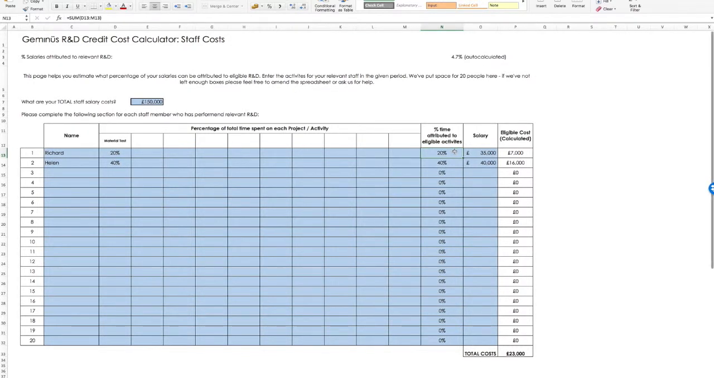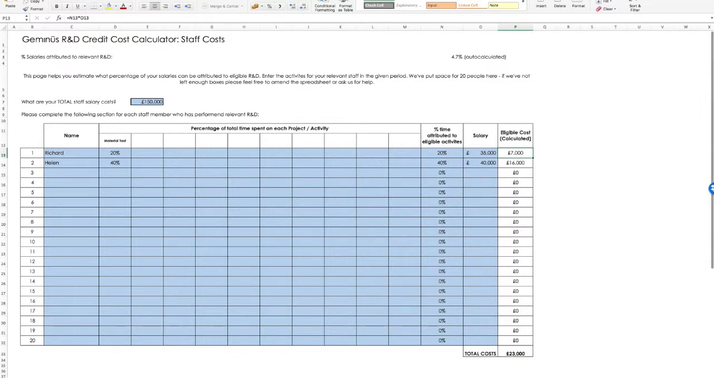So this box here just sums up all of the percentages. So it tells 20% of my time has been on relevant R&D projects. I enter the salary, so I put 35k in here for the sake of argument, and it calculates what my eligible claimable salary actually is. So we'll do this for all of our people. We'll have a series of people, a series of projects, a series of times, a series of salaries, and it will start to sum up our eligible expenditure for salaries.